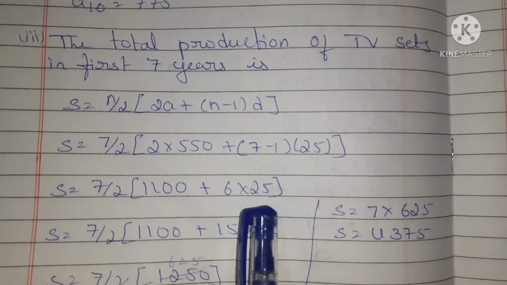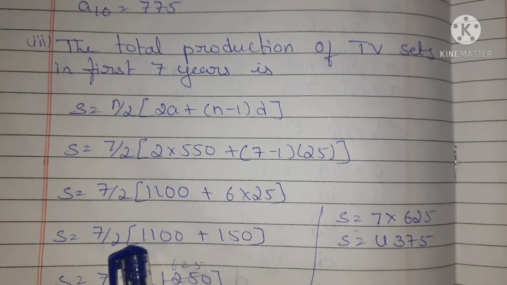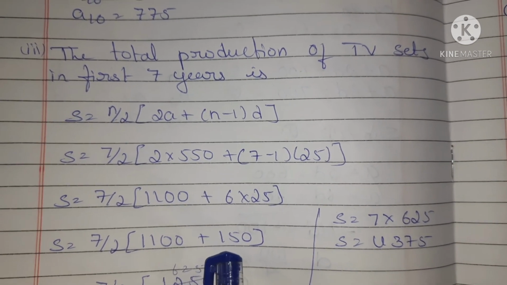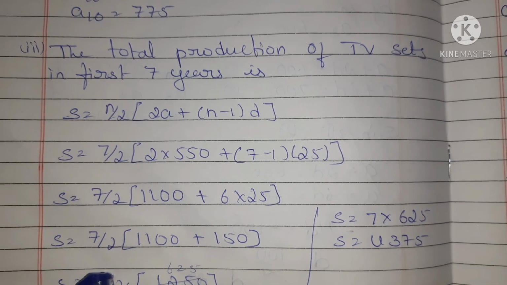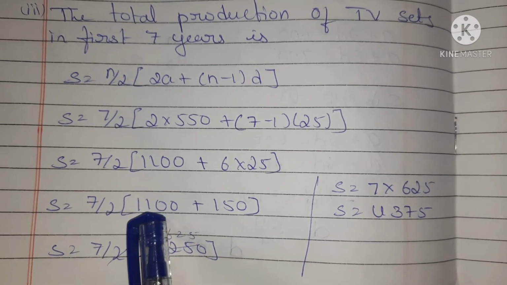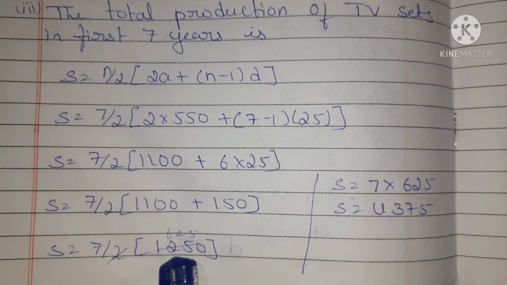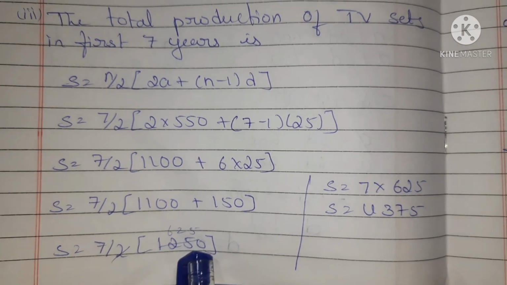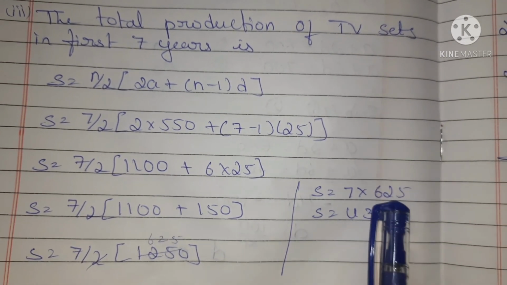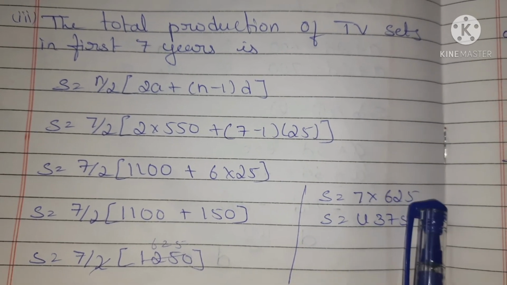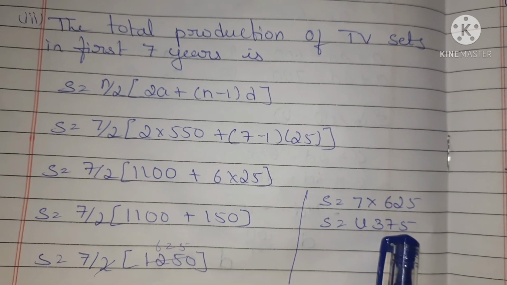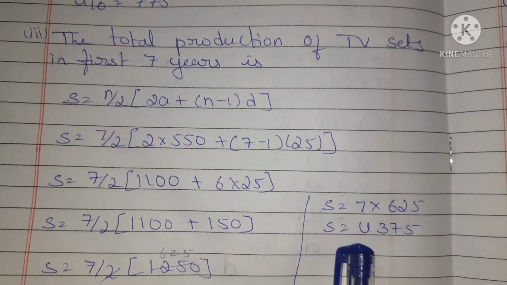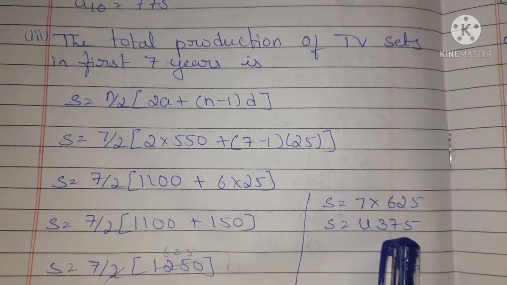Now S is equal to 7 by 2 into 2 into 550, which is 1100, plus 7 minus 1 is 6 into 25. Now S is equal to 7 by 2 into 1100 plus 25 into 6, which is 150. Now S is equal to 7 by 2 into 1100 plus 150, which is 1250. Now cancel this 2 and 1250. We will get S is equal to 7 into 625, which is 4375. Now the total production of TV sets in the first 7 years is 4375.